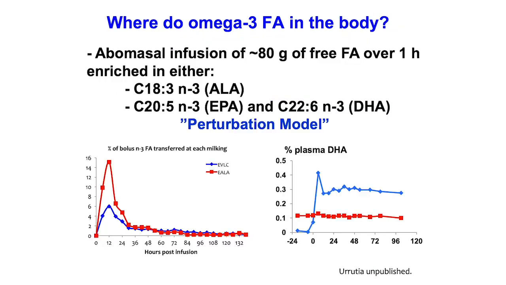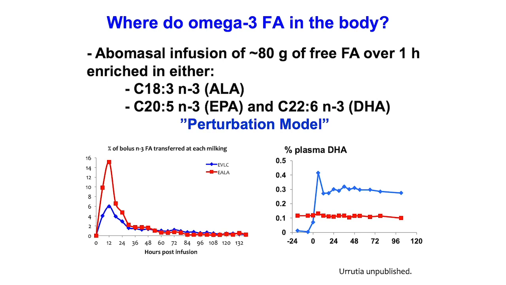So to study this, we set up what's really a perturbation model. We had ruminally cannulated cows with an abomasal infusion line, and we made purified preparations of free fatty acids that we then infused over a 1-hour period. That was either 80 grams of ALA or 80 grams of EPA and DHA. These are those very long-chain omega-3 fatty acids that we predominantly find in fish oil or algae oil.